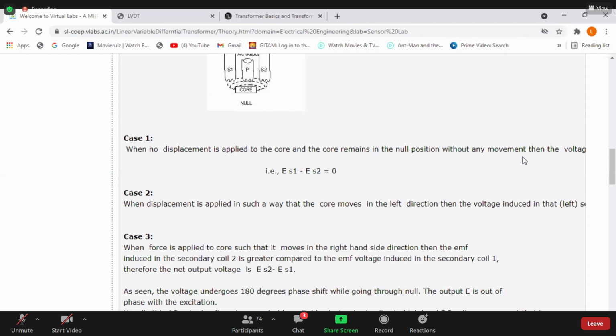What is case 2? Case 2, when displacement is applied so that the core moves in the left direction, then the voltage induced in that left, so I cannot read left right side.